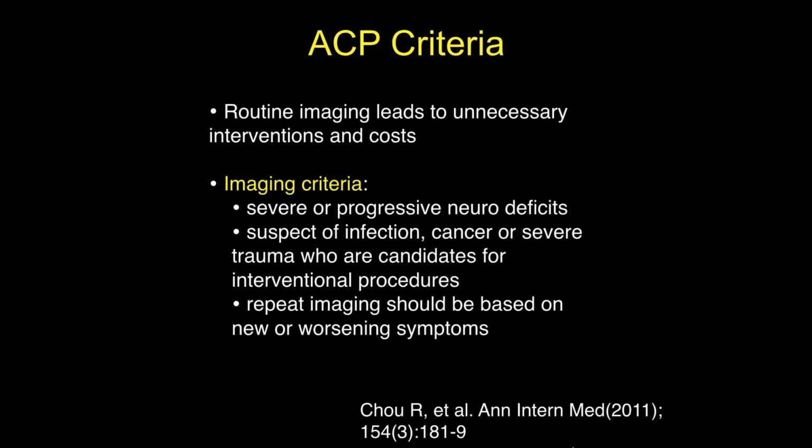So this is an article that was in Annals of Internal Medicine, and what they found is in areas where there was a high use of MR scanning of the lumbar spine compared to those that had lower use, the use of MR led to an increased number of surgeries and other interventions, including epidural injections, and significantly increased costs compared to regions where MR was not used. And then here, this is the American College of Physicians, by the way. The imaging criteria, they said, are severe or progressive neurologic deficits, suspicion of infection or cancer or trauma, and repeat imaging should be based on new or worsening symptoms.